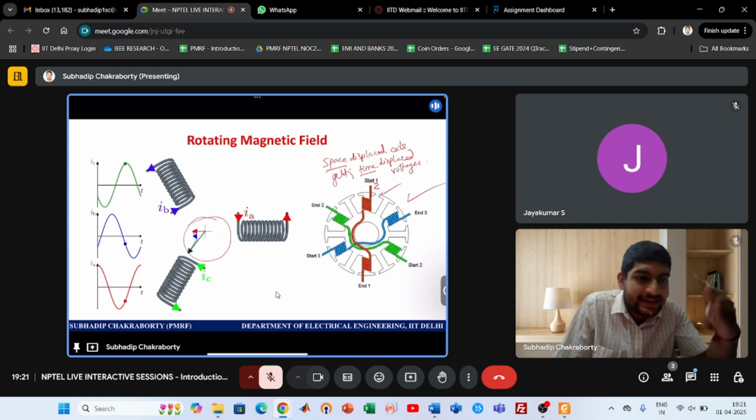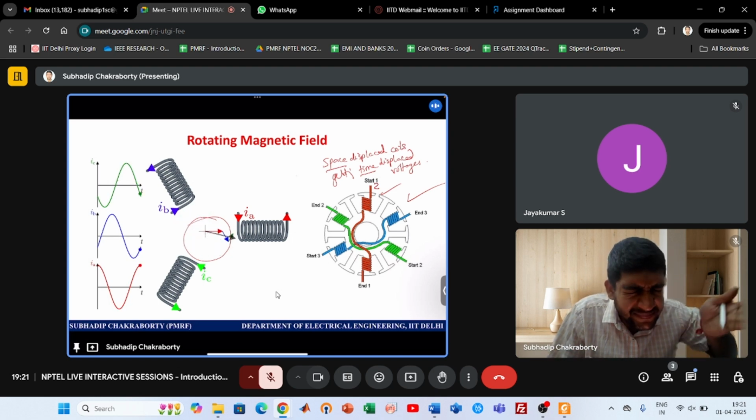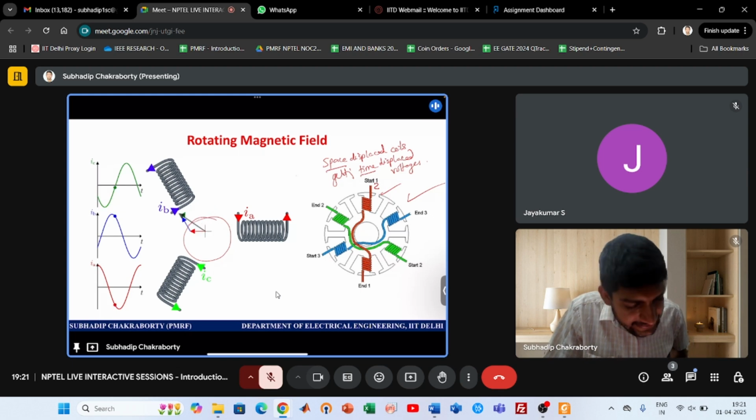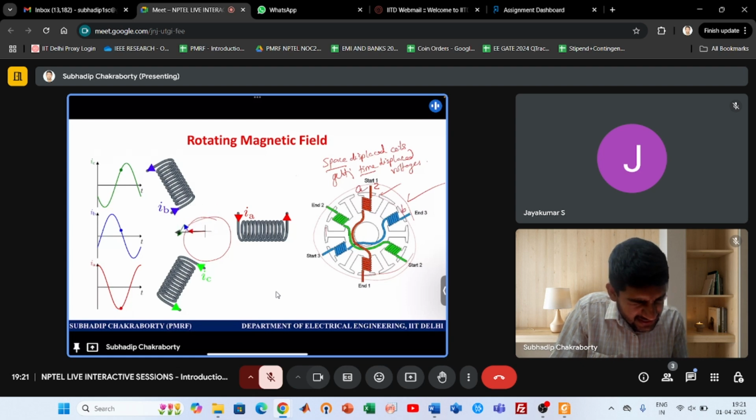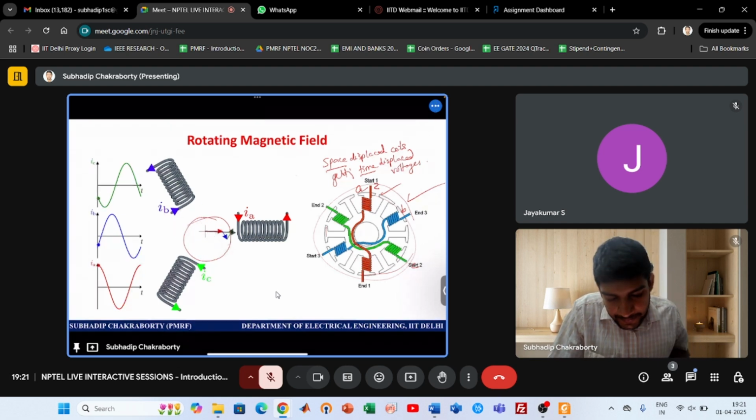Time means with time the voltages are varying, but the axis is not changing. But what you mean by space is what is actually happening in the body of the stator. So by giving time displaced voltages through space displaced coils, which we name as A phase, B phase and C phase, we try to create a moving virtual magnet in space, which we name as the rotating magnetic field.